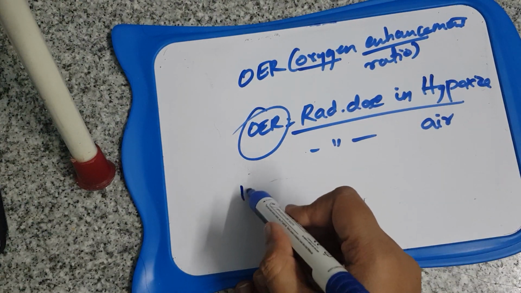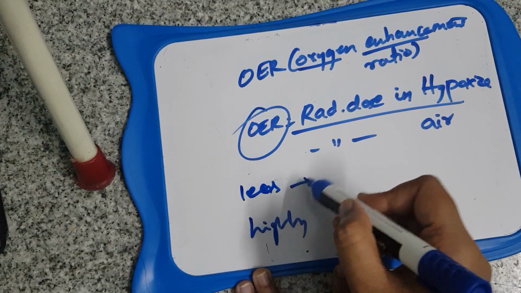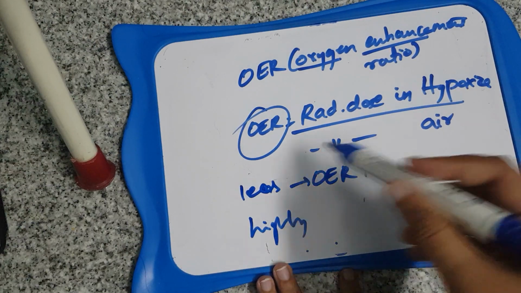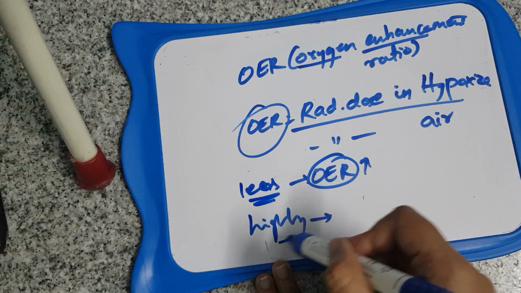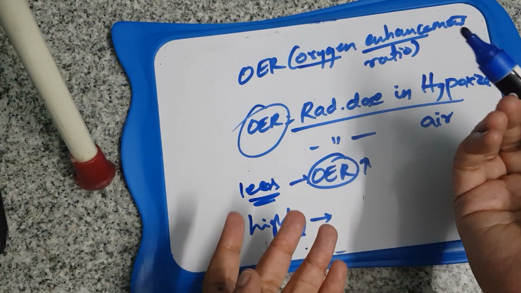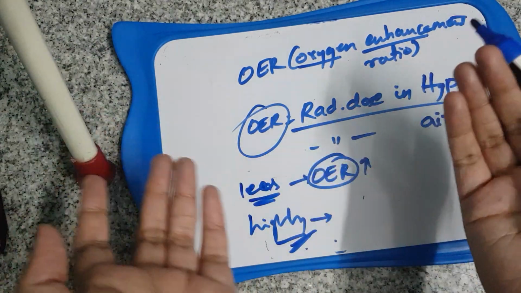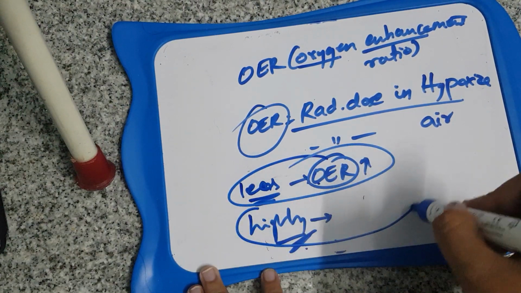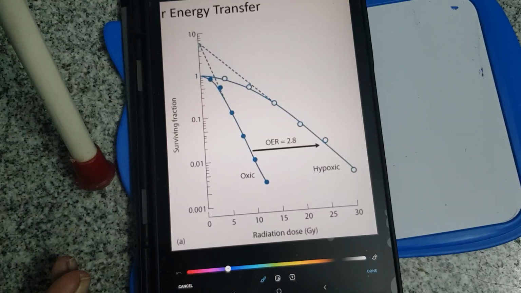So, less ionizing and highly ionizing. For less ionizing radiation, OER will be more, because a hypoxic cell with less ionizing radiation will need more oxygen enhancement. But if it's a highly ionizing radiation, then not much oxygen enhancement is required. Highly ionizing radiation is enough to produce the same effect. So OER will be more for less ionizing, and lesser for highly ionizing. I'll show that in a graph now.